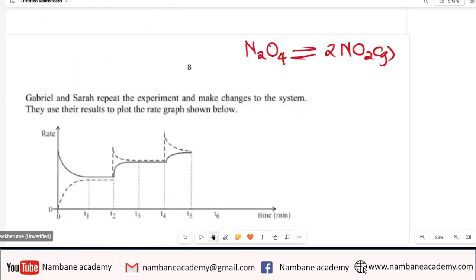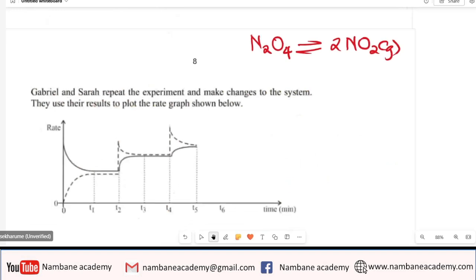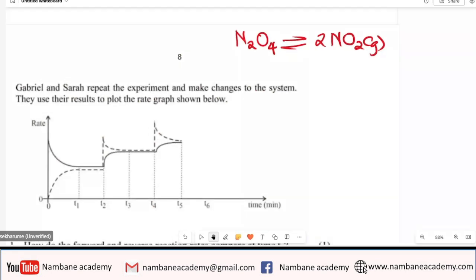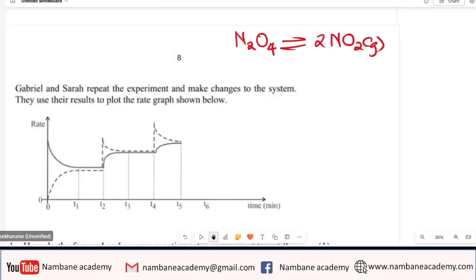Let's hope is the reaction. So now the forward is the solid line, the reverse. So this one is the forward. So then the reverse, it must be that one.